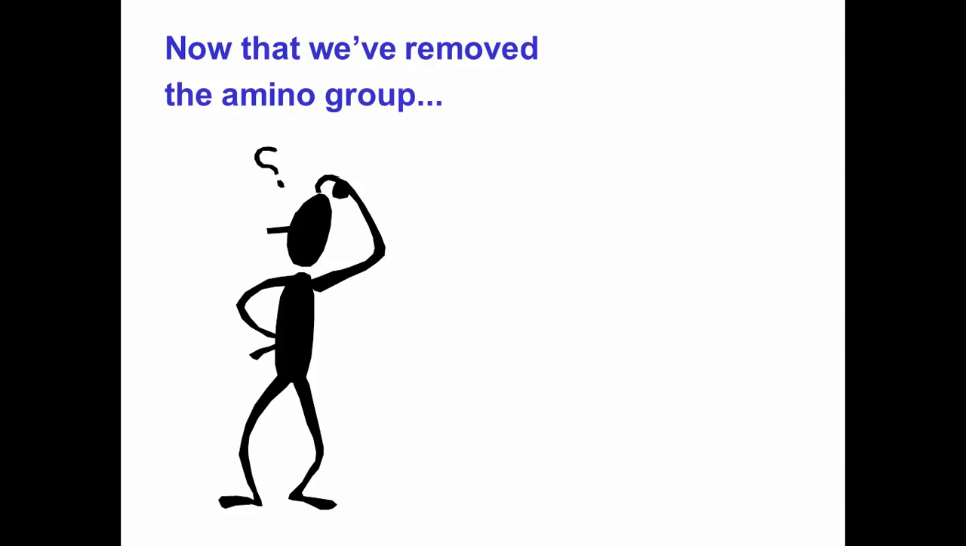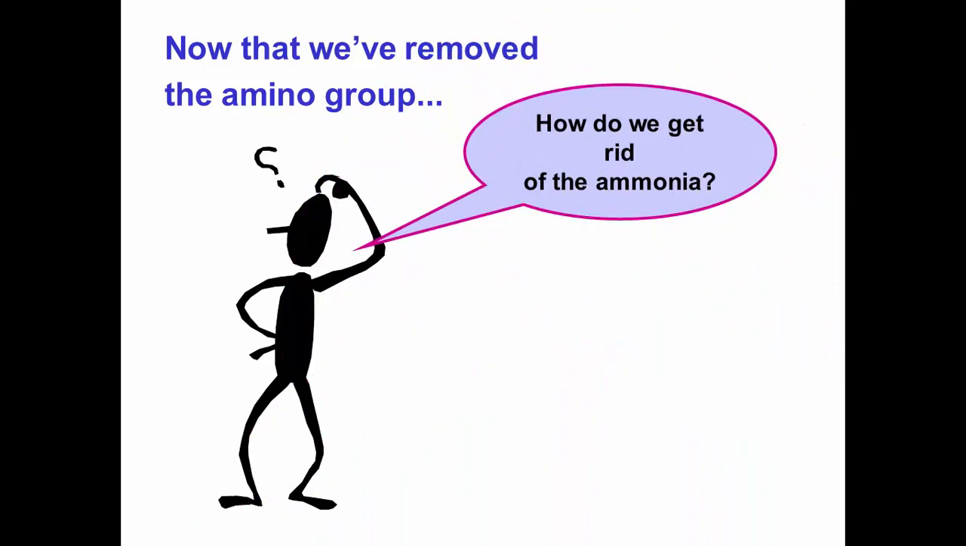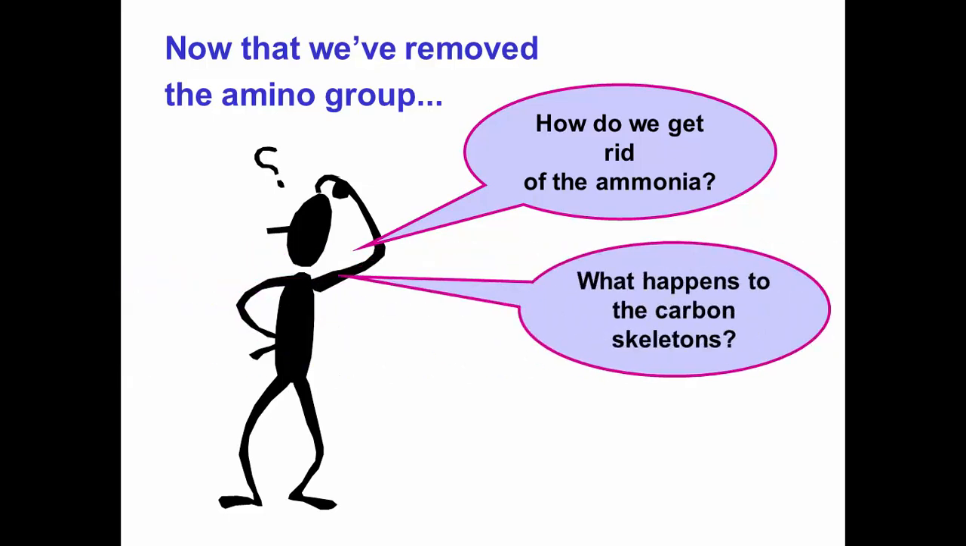Okay. So now, taking the amino group off, we're going to talk about how we get rid of the ammonia, the urea cycle, and then we'll talk about what happens to the carbon skeletons after this.